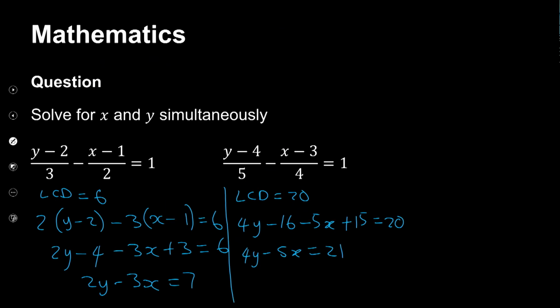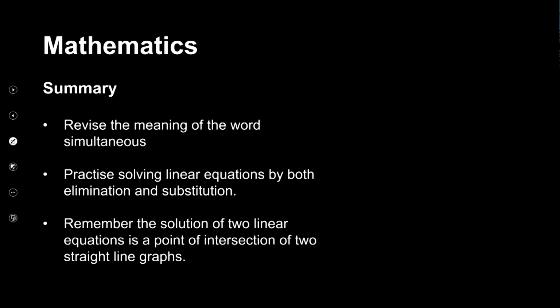So we started with a fraction. You get rid of the fractions by multiplying by the LCD, and then continue with changing one of the variables so that it can cancel out. Guys, just to summarize everything that we've looked at so far, make sure that you revise the meaning of the word simultaneous. I know the English version of it just says at the same time, right? But mathematically, you need to look at it as well as to what does it mean.